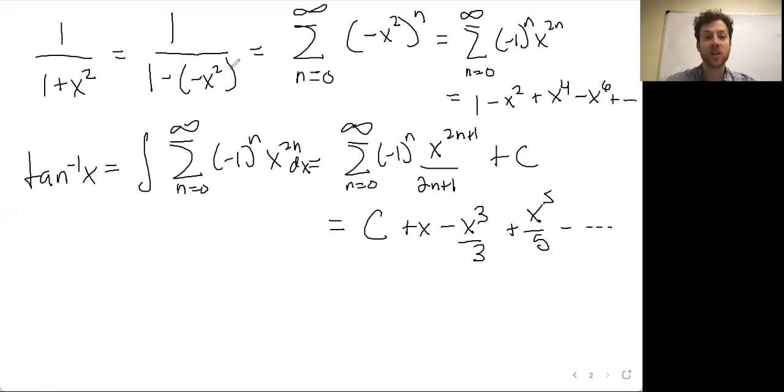And what we know is that since the original series works as long as the absolute value of x is less than 1, this series works also as long as the absolute value of x is less than 1. So there are two things that we need to decide. First, this is a C, but this is an actual function. So we want to think about what constant makes the series actually give us the inverse tangent.